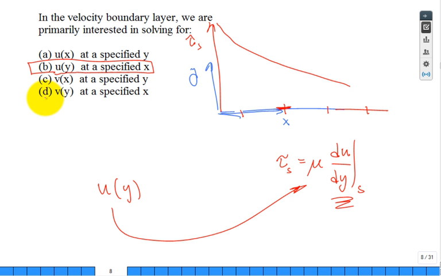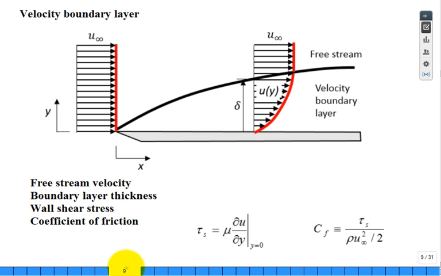That's the best answer. Here's maybe a summary. Again, there are some singularities right here at the tip, but don't worry too much about it. U infinity is approaching, it's uniform, well aligned with the flat plate. We're interested in the velocity profile. Far away, it's all U infinity. Within the boundary layer thickness, the velocity component u is a function of y, up to the point where it's 99% of U infinity.